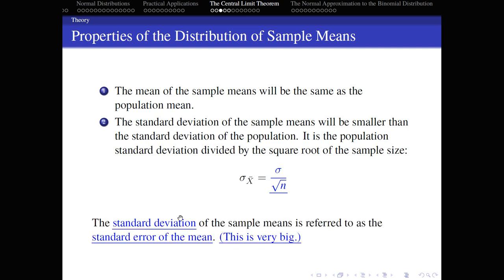So the standard deviation of sample means is called the standard error of the mean, and this is an extremely important concept. When you hear me say the standard error of the mean, all I'm saying is the standard deviation of all of those different sample means. Again, we took a sample, calculated its mean, took a sample, calculated its mean, took a sample, calculated its mean. The distribution of all of those means has a standard deviation of the standard deviation of the raw data divided by the square root of whatever sample size is being taken in all those samples.